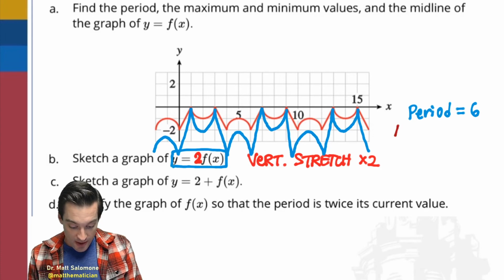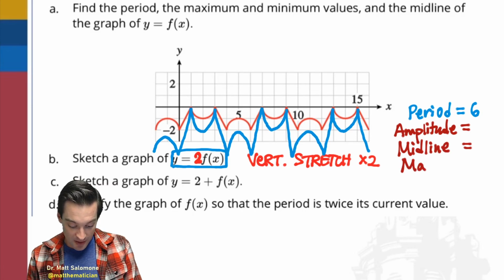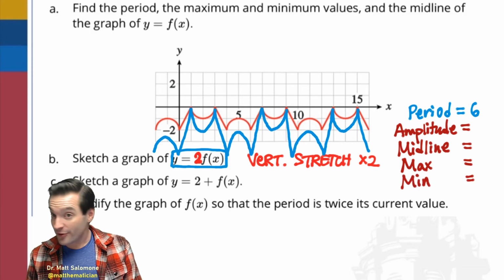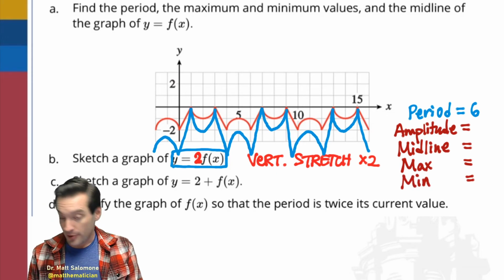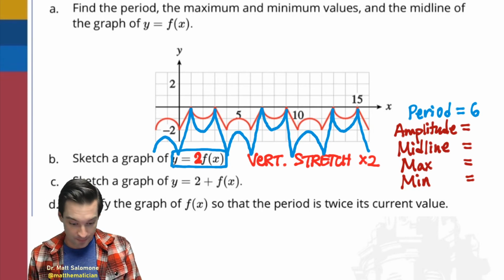So the amplitude used to be 1. That may have changed now. The midline, which used to be y equals negative 1, now that's probably changed as well. The max and the min may have changed. Let's figure the max and the min out first, and then from there we'll use those to figure the amplitude and the midline. Well, my maximum used to be y equals 0. And if you notice, my maximum is still y equals 0.